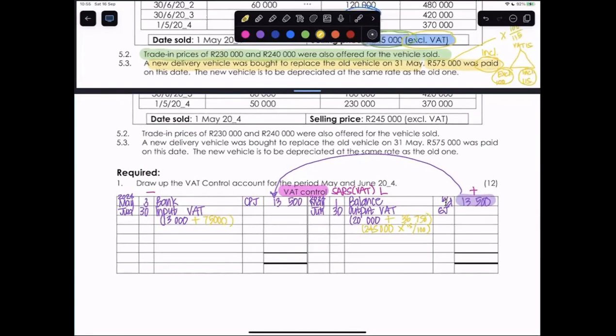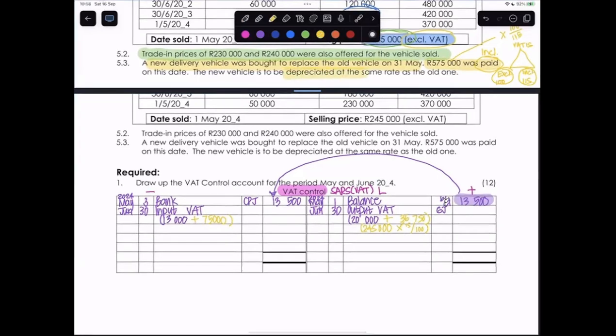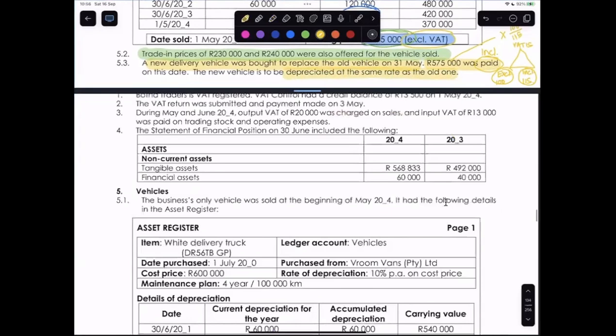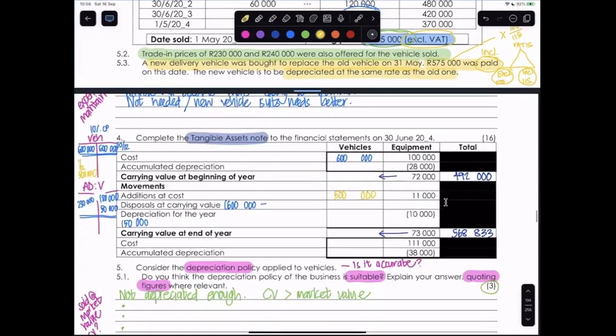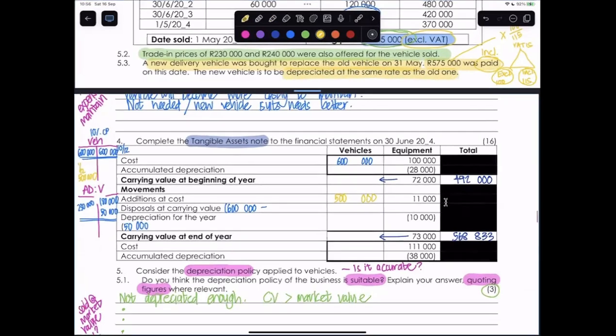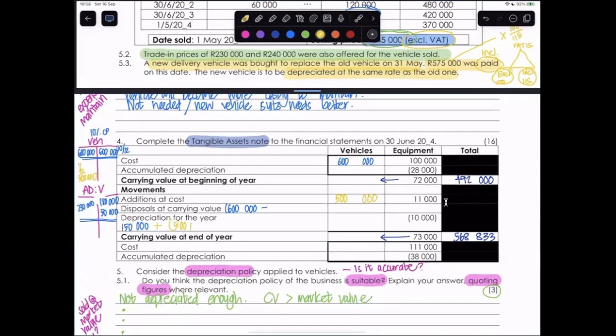We're told that the new vehicle is to be depreciated at the same rate as the old one. Not ideal, as we've already figured out. Maybe we need to use a better depreciation rate, but that's what we are told to do for now. So that means that we're going to go and calculate the depreciation as the cost of 500,000 times 1/12 times 10%. I can show it to you over here. Your 500,000 would be your cost times the 10%, which we know about, times the 1/12, because we only had it for 1 month. And that would then give you the 4,167 depreciation on the new item.